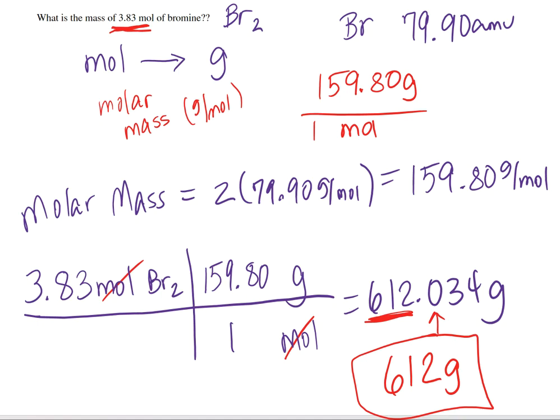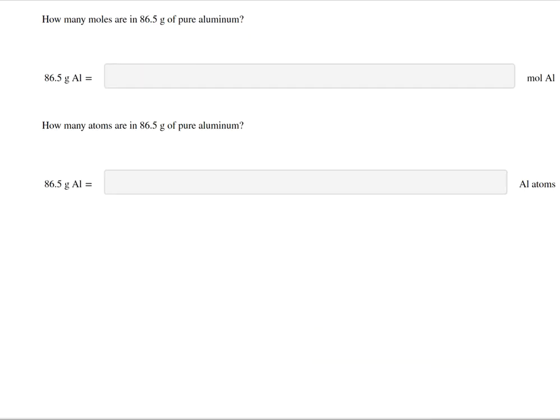We could have done the same problem if we were given the grams and then needed to determine the moles. The difference is that our conversion factor will be flipped the other way. But we will still use that molar mass anytime we're going between the grams and the moles. So then the next problem asked how many moles are in 86.5 grams of pure aluminum. And so again, I'll do the first part. The second part of the problem asked you about how many atoms. I changed it. I'm going to do the second one for this one.